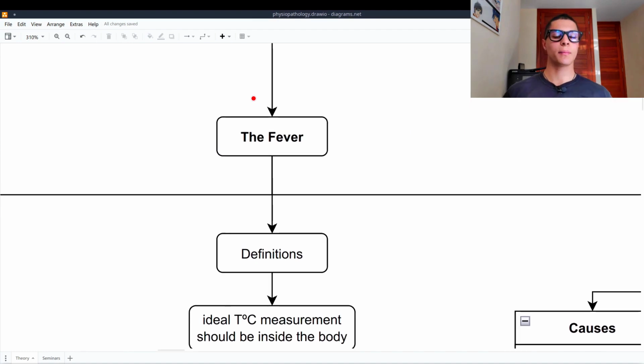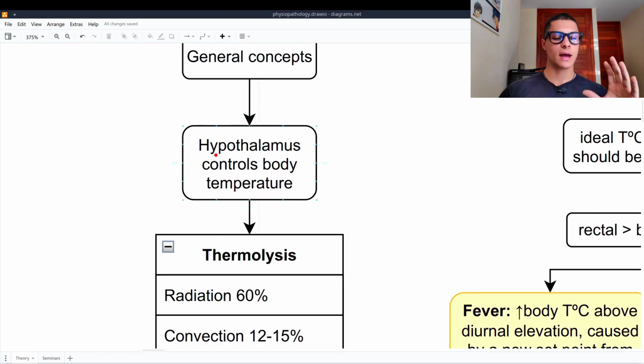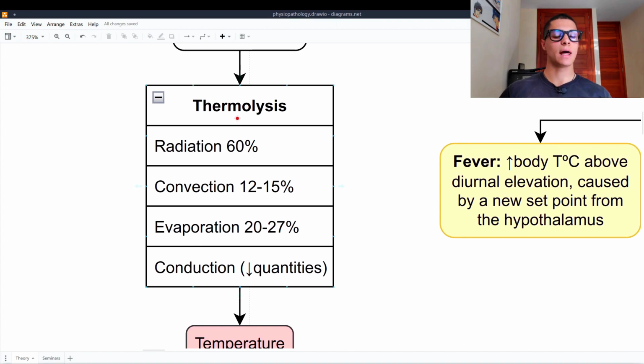So since we talked about fever, let's view in detail what fever is. As general concepts, we have to know that the hypothalamus controls the body temperature. There is this thing called thermolysis, in which we dissipate heat via radiation at 60%, via convection 12 to 15%, evaporation through the skin 20-27%, and conduction in very low quantities, since we are not really touching anything.